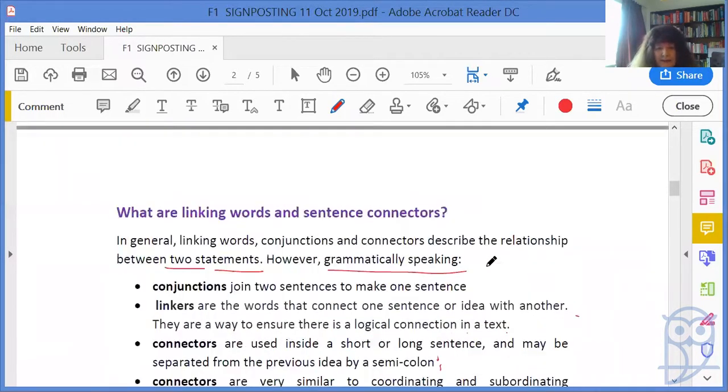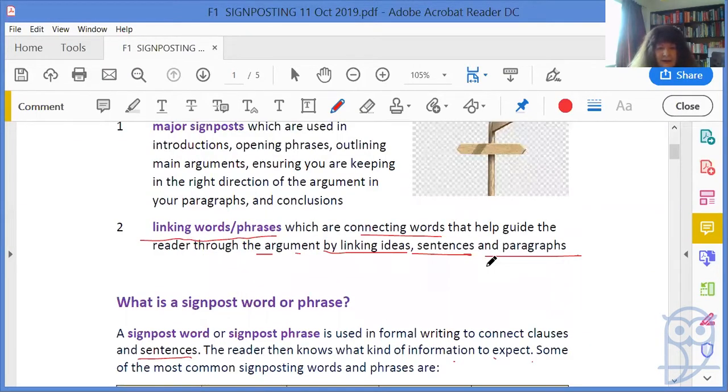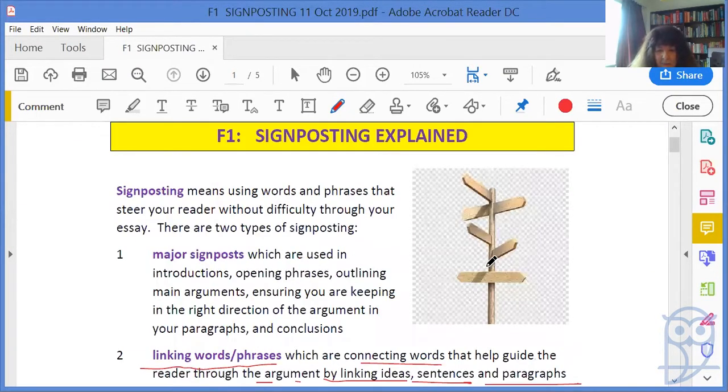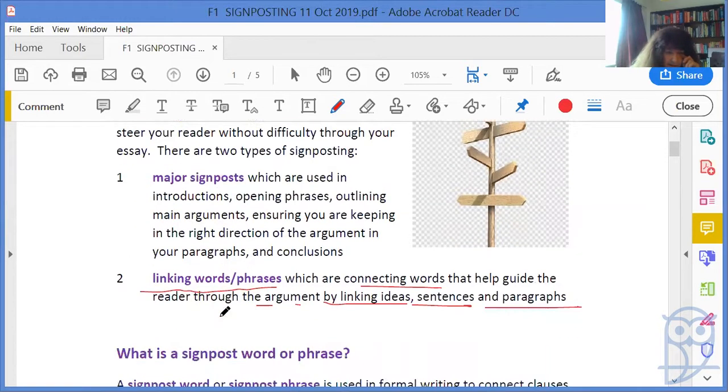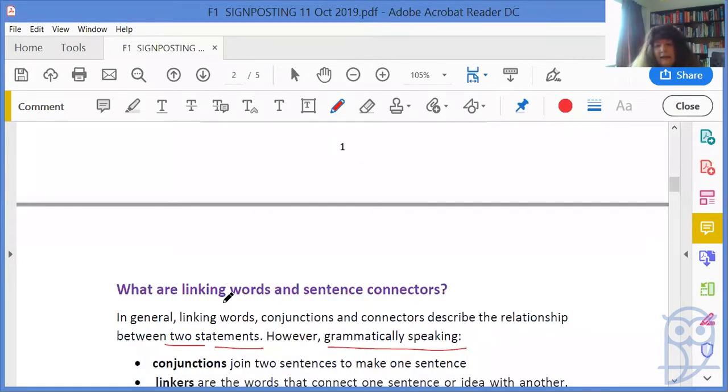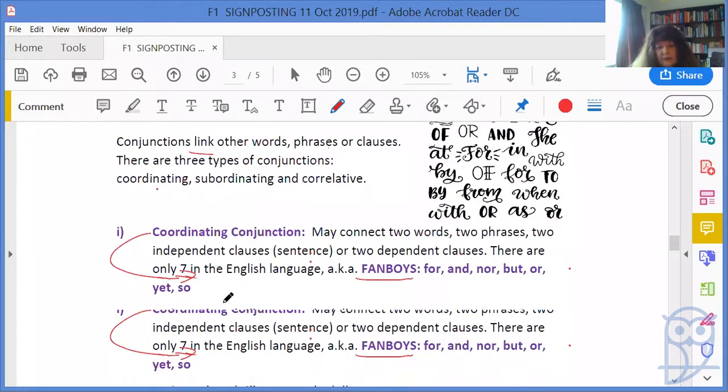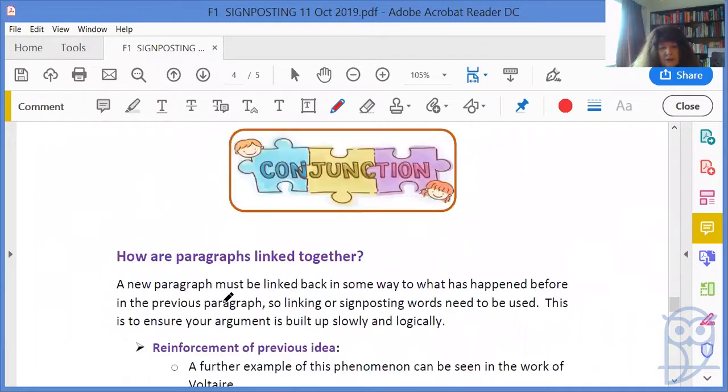So connecting things is very, very important. You must signpost where you're going with your essay. Now we've been looking at mainly all the linking and connectors. Let's look one more time at the end here, which is how are paragraphs linked together? How do you link a paragraph?